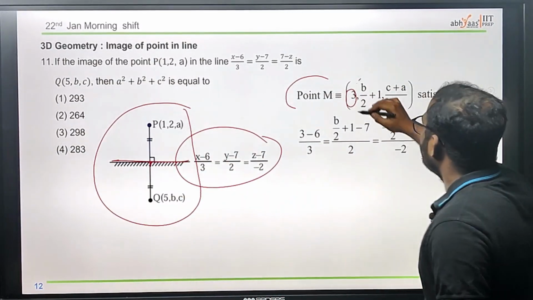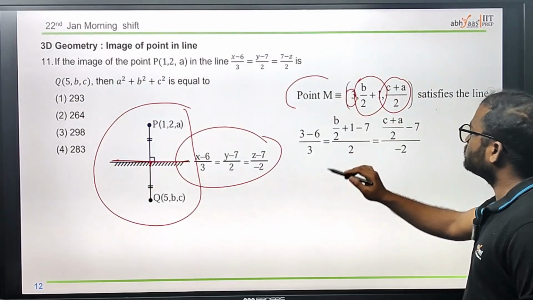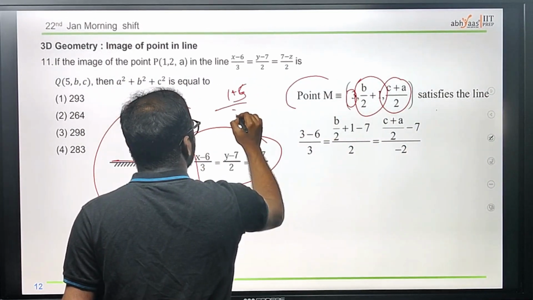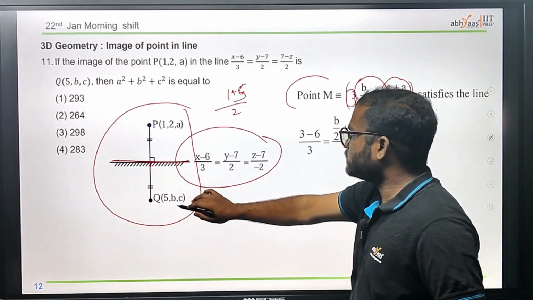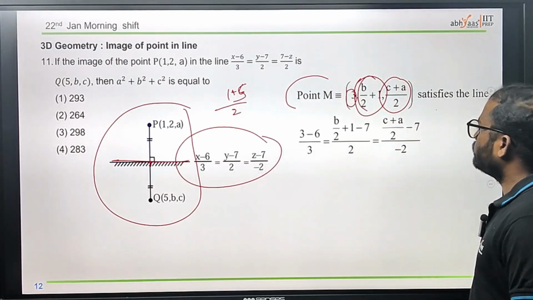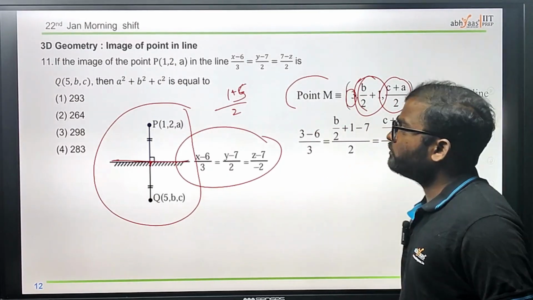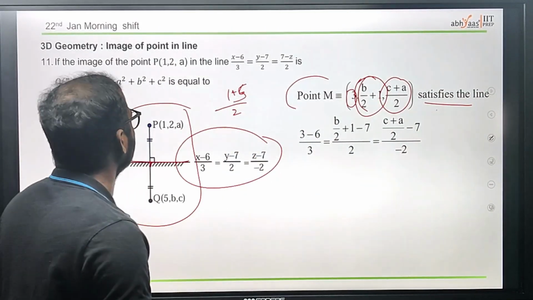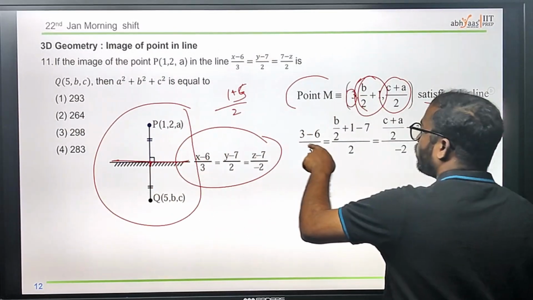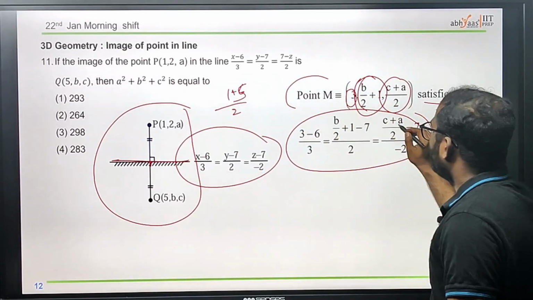We have 3 and b by 2 plus 1 and c plus a by 2, where we do 1 plus 5 by 2. That is the reason we got this, which is nothing but 3. Now 2 plus b all divided by 2, so we got b by 2 plus 1, and similarly c plus a by 2, which satisfies the line. If it satisfies the line, that means the midpoint is already lying on the line. We just substitute that midpoint in this line in order to find the a, b, c values.